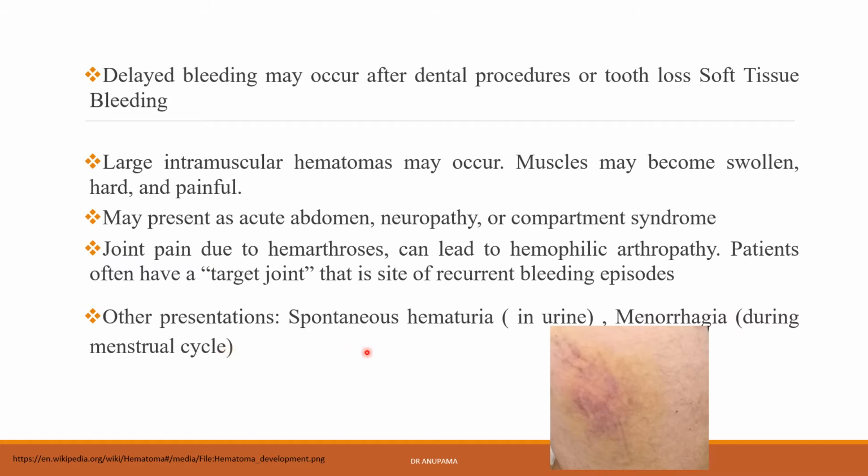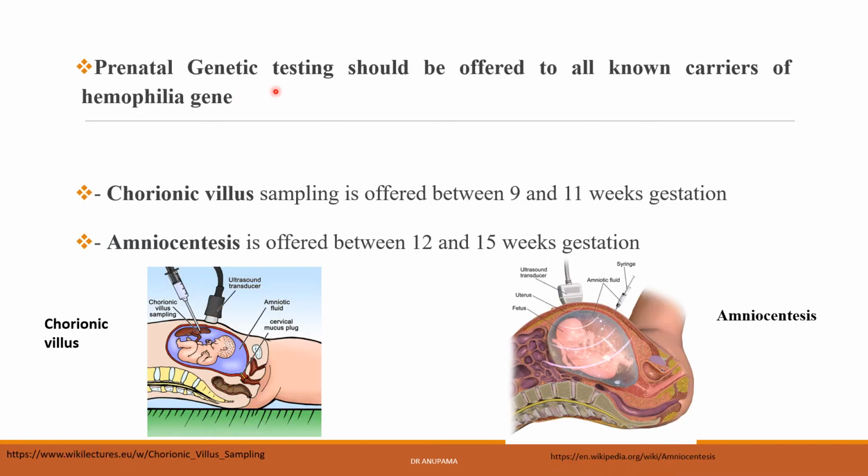Other presentations include spontaneous hematuria, where you find blood in the urine, and menorrhagia, that is during the menstrual cycle. Prenatal genetic testing should be offered to all known carriers of hemophilia gene. Next we have chorionic villus sampling, offered between 9 to 11 weeks of gestation. That is how we go for testing. Or amniocentesis can be done. It is offered between 12 to 15 weeks of gestation.